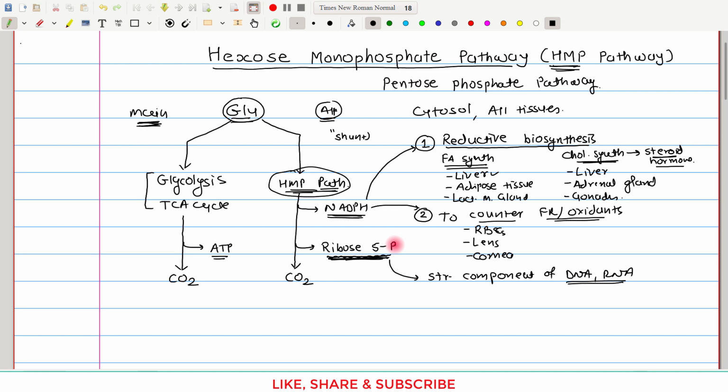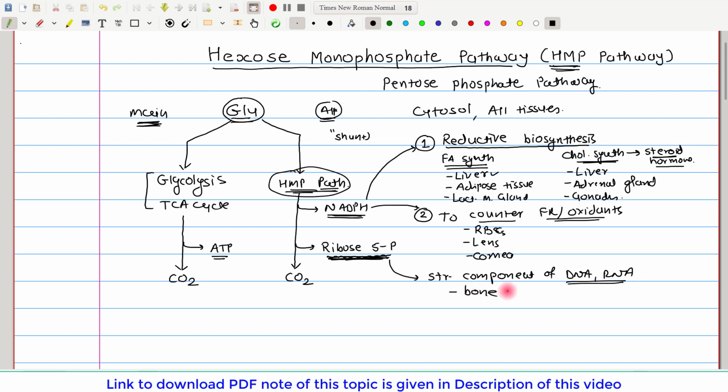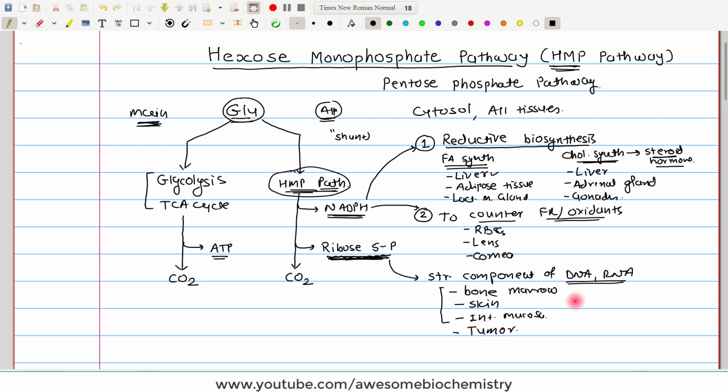And in our body, there are some cells which are rapidly dividing. What are these tissues or cells? The first one is the bone marrow. The second one is the skin. The third one is the intestinal mucosa. These are all normal tissues undergoing rapid cell division, and one pathological tissue, that is the tumor. In the tumor, there is uncontrolled and rapid cell division. So, a tumor pathologically will require more ribose 5-phosphate.